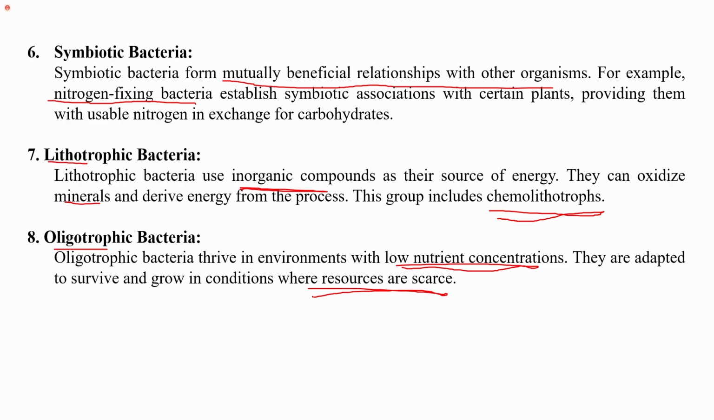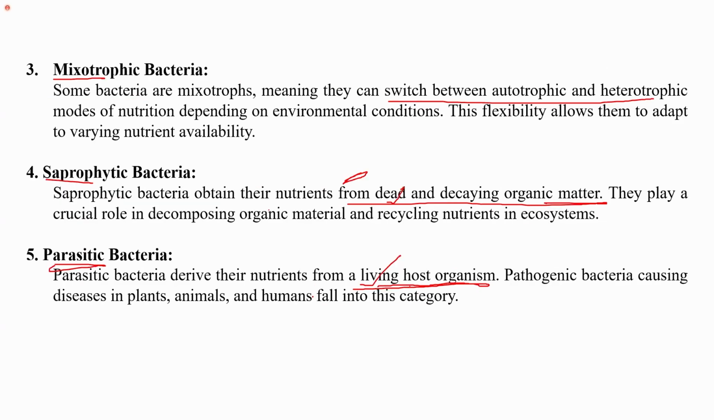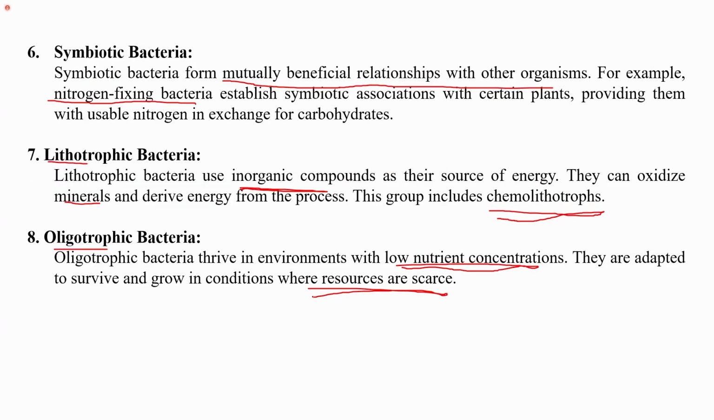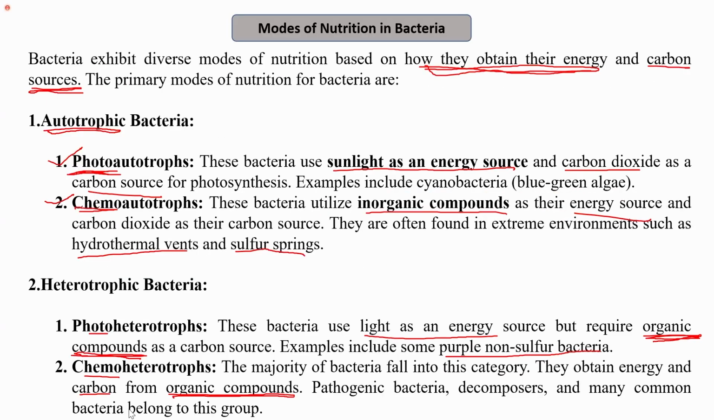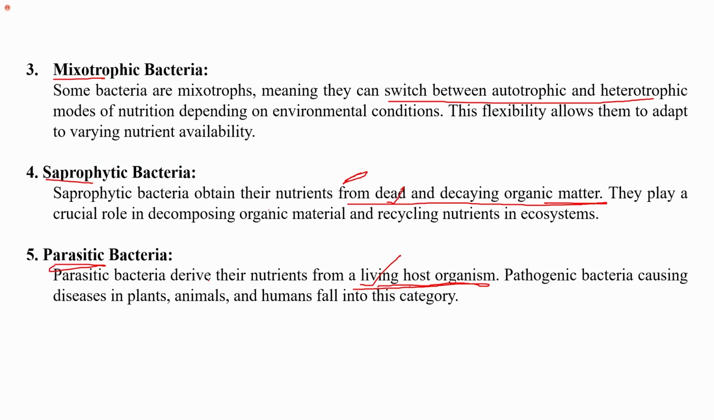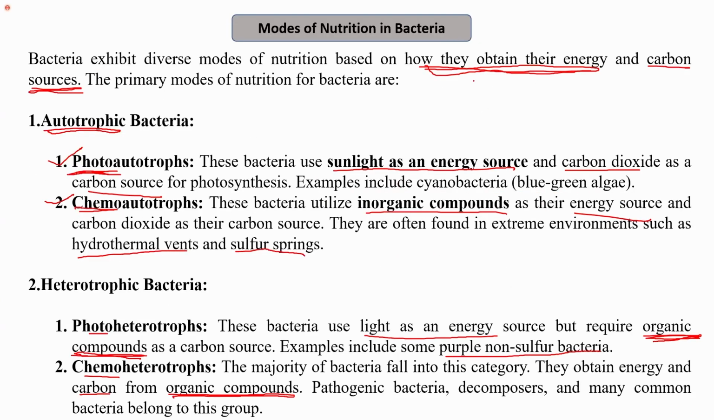So these are oligotrophic bacteria. So we can see that saprophytic, parasitic, symbiotic, lithotrophic, oligotrophic are mainly types of bacteria that we can broadly put into the heterotrophic bacterial condition, right? So these are different modes of nutrition, and the most important point is they are defined on the basis of how they obtain their energy and what their carbon source is, right? Based on which they are further classified.